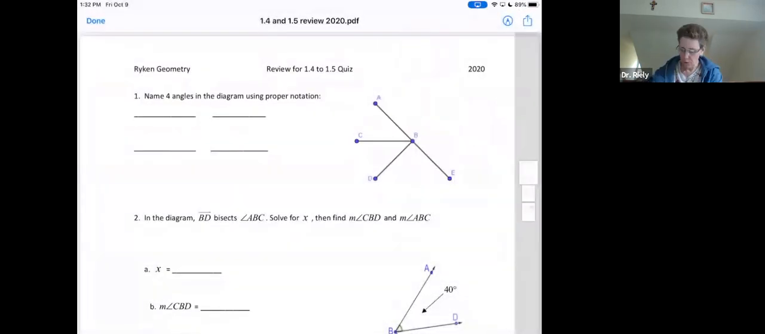Okay, so here's our review. So the first question says, name 4 angles in the diagram using proper notation.